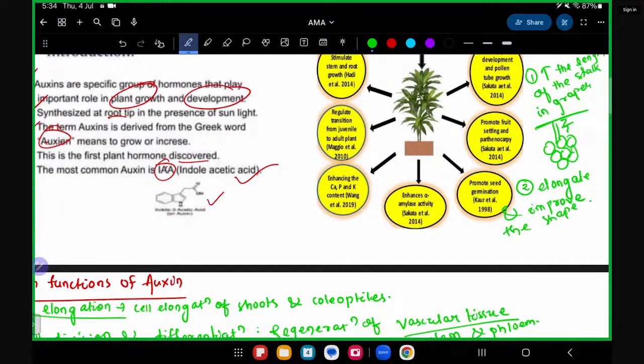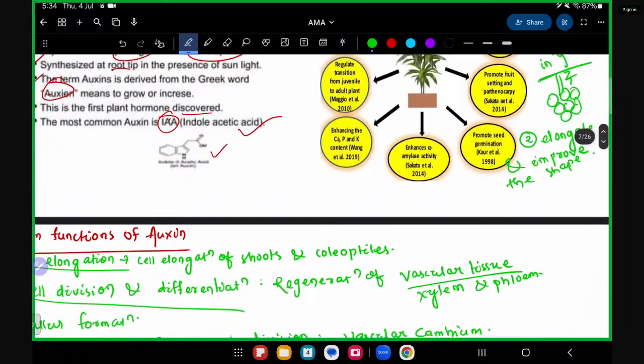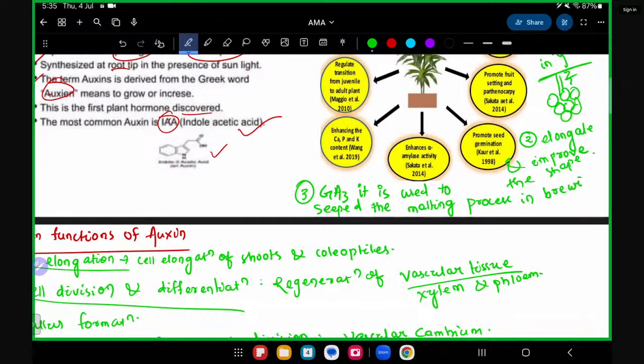Okay. Next point is GA3, that is gibberellic acid 3. It is the first gibberellic acid to be discovered. It is used to speed up the malting process in brewing industry. It is a potent question for NEET. What? Gibberellic acid, that is GA3. It is used to speed up the malting process. In which industry? In brewing industry.